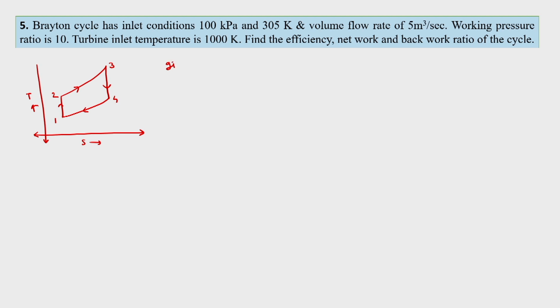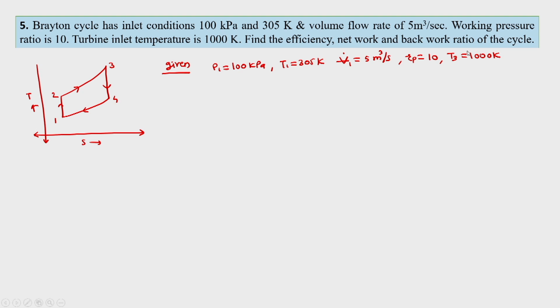So we are told that P1 is equal to 100 kPa, T1 is equal to 305 Kelvin. We are told that volume flow rate at the inlet of the compressor is 5 meter cube per second. We are told that Rp is equal to 10 and T3 is equal to 1000 Kelvin.